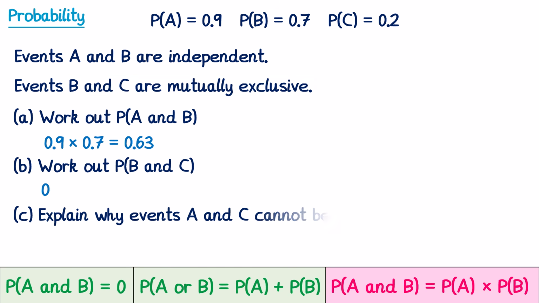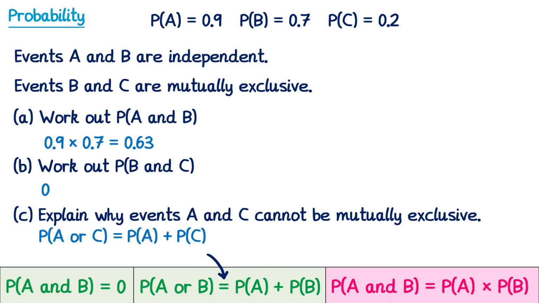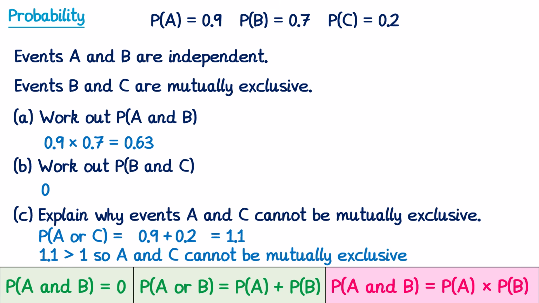For part C of this question, we're asked to explain why events A and C cannot be mutually exclusive. So if they were mutually exclusive, then this formula here would hold with the letters A and C rather than A or B. So the probability of A or C would be the probability of A plus the probability of C. So let's test this out by adding together the probability of A, which is 0.9, and the probability of C, which is 0.2. If we add these together, we get 1.1, which is a problem since probabilities cannot be greater than 1. This means there must be some overlap in these two events, in which case they can happen at the same time, and are therefore not mutually exclusive. So we could say that 1.1 is greater than 1, so A and C cannot be mutually exclusive.